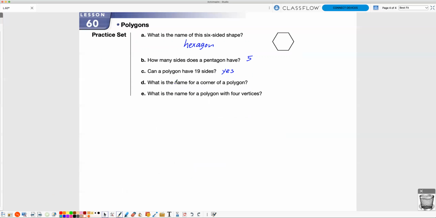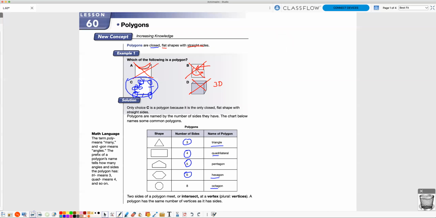Letter D, what is the name for a corner of a polygon? The answer to that is vertex. Letter E, what is the name for a polygon with 4 vertices? You should have answered quadrilateral for that one. It's got 4 vertices. It's got 1, 2, 3, 4. You can see that it'd be a quadrilateral.